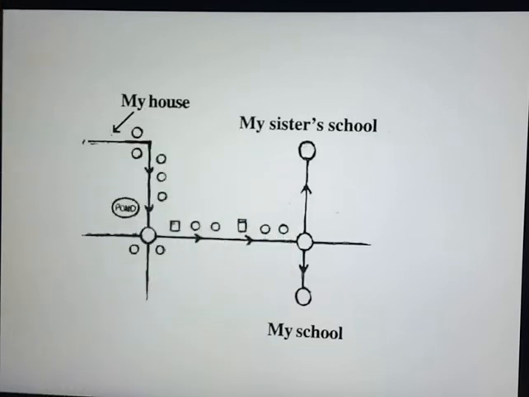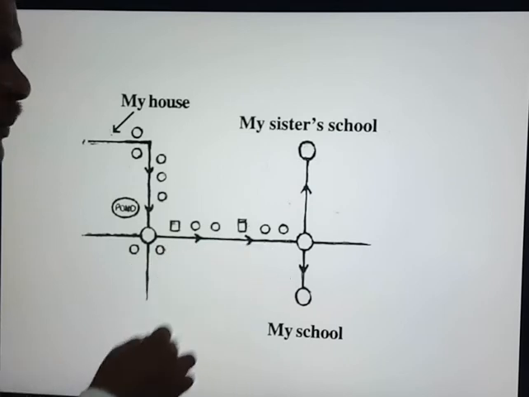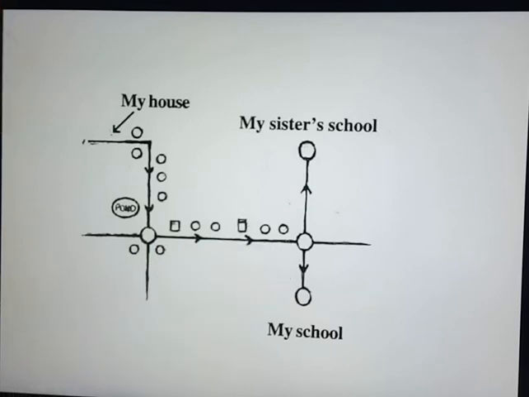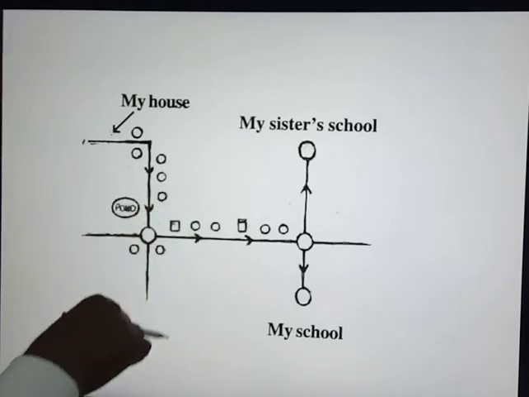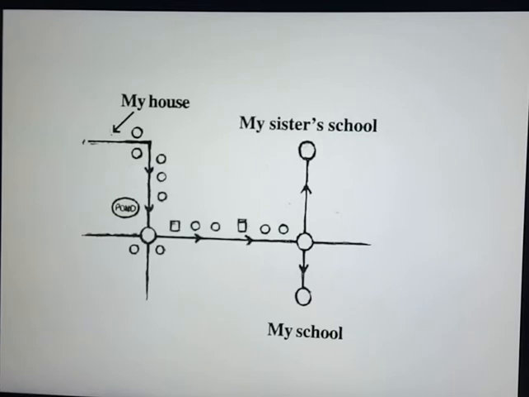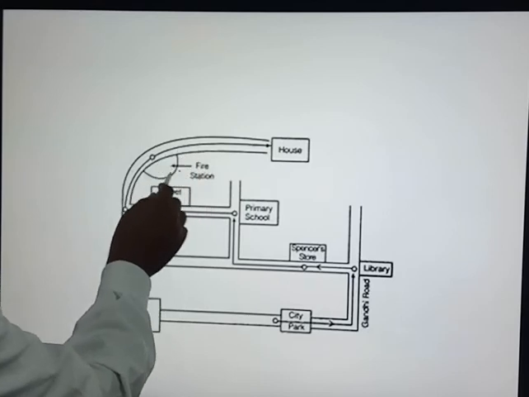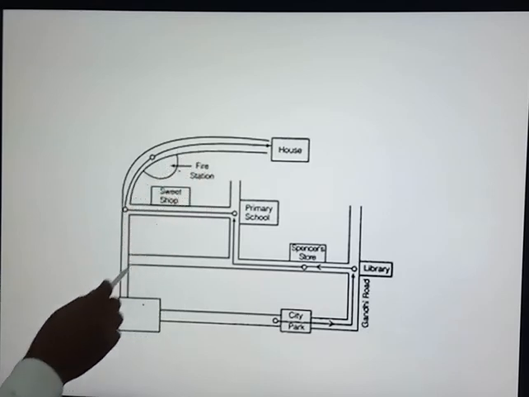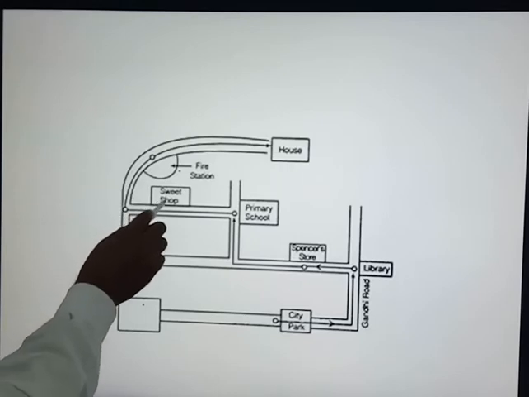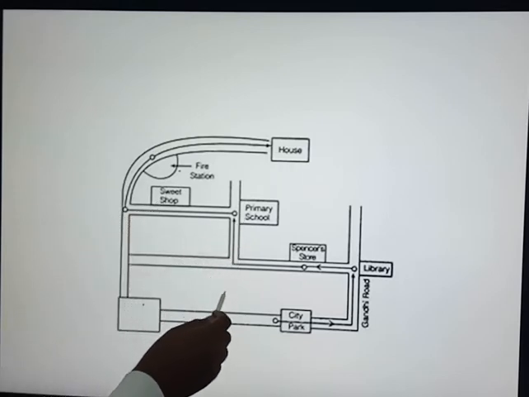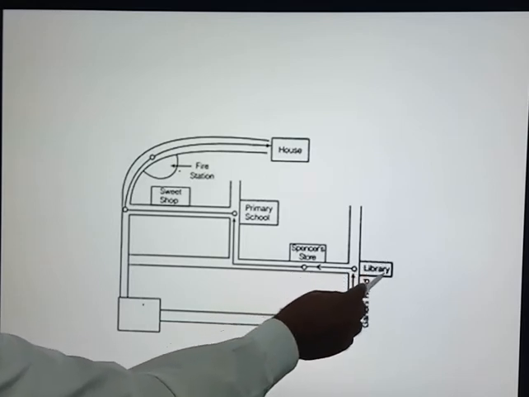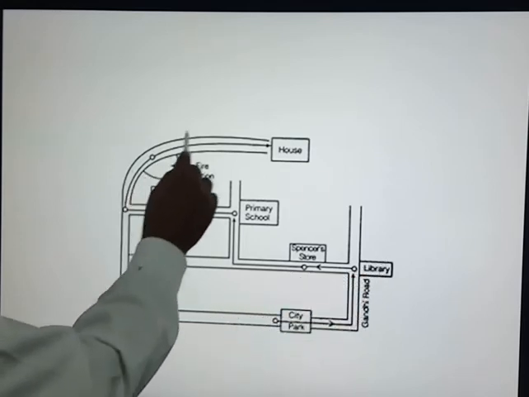The distances may not be exactly in proportion to the original distances. Sometimes it may not be proportional, only the route is important. So this is one example where a map is shown with simple symbols. Here is another map, this is the house. Then on the way there is a fire station, then a shop, here is a primary school. Here is one store, there is a library and a city park. All these things are mentioned.